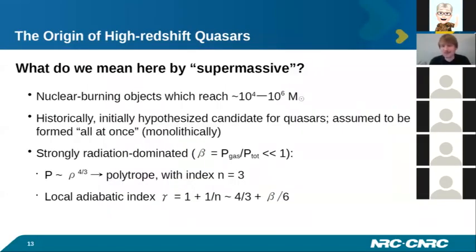So again, what do we mean by supermassive? Well, the classic picture actually goes all the way back to the 1960s, when people first conceived, okay, what's the very most massive star we could ever possibly make? And they started to come up with numbers, barring things like pulsational instabilities, etc., which we'll get to.